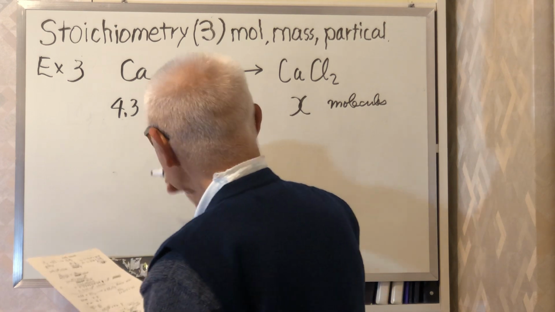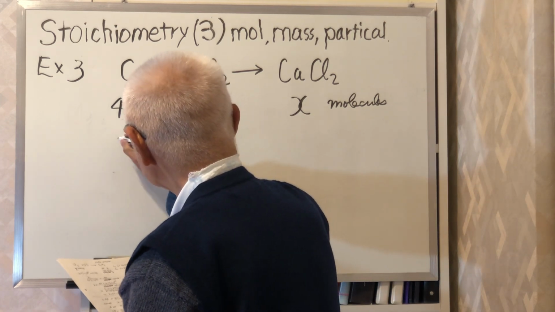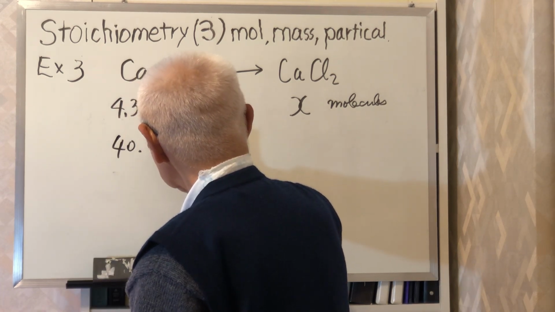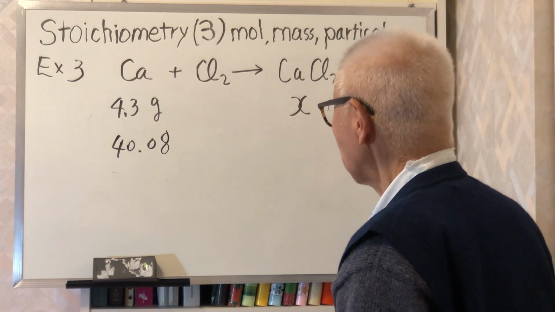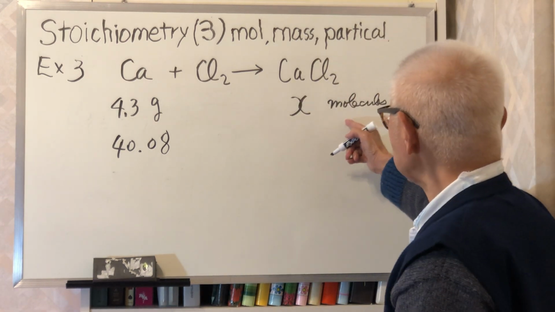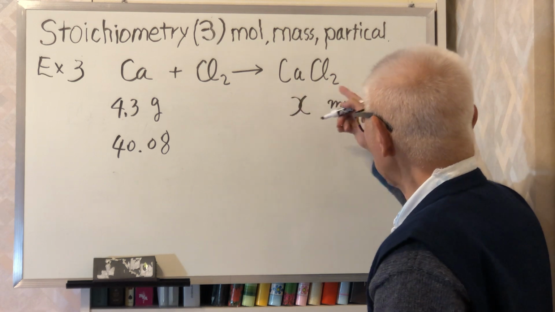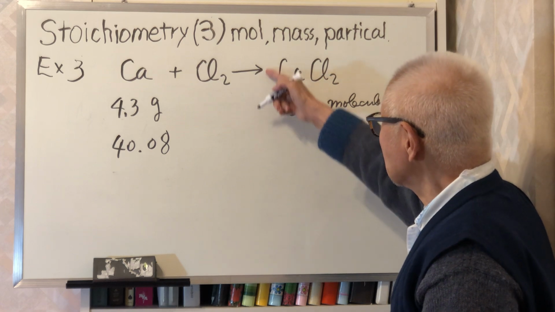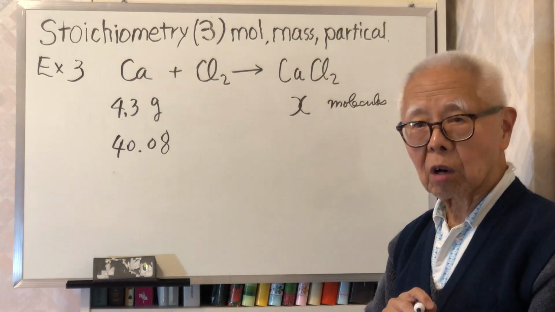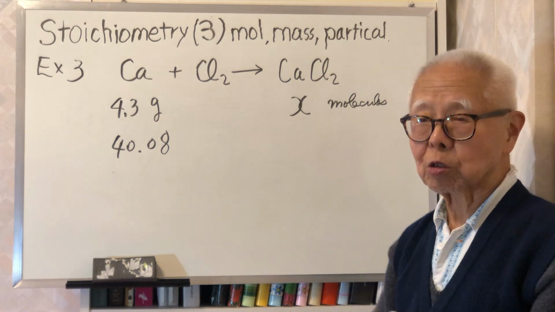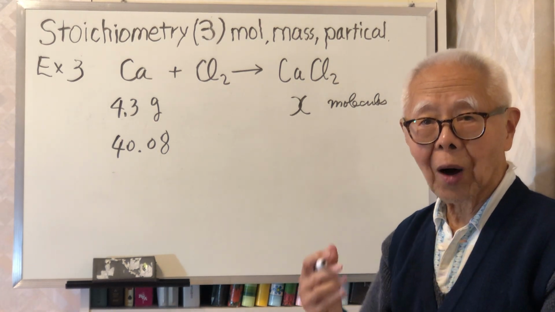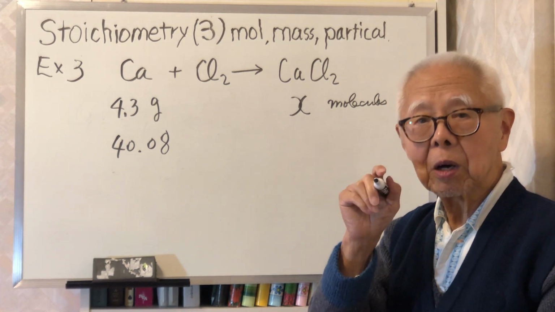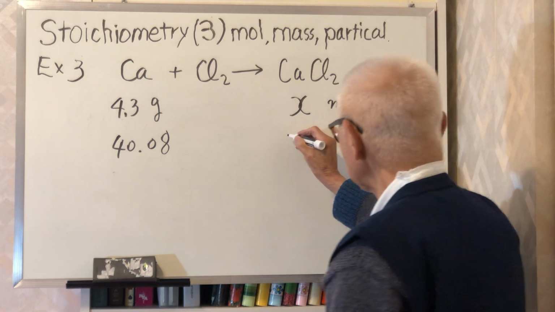The calcium atomic mass is 40.08. I want how many molecules? So how many molecules? Look at this number. 1 means 1 mole. So 1 mole consists of how many molecules? How many particles? It doesn't matter whether it's molecule or atom. 1 mole consists of Avogadro's number of particles. So Avogadro's number here.